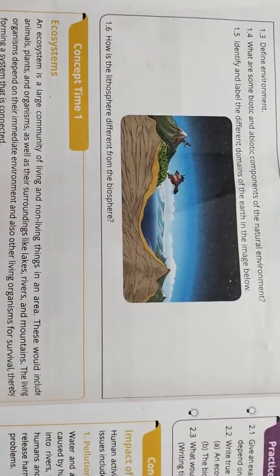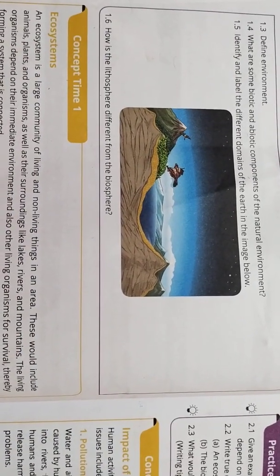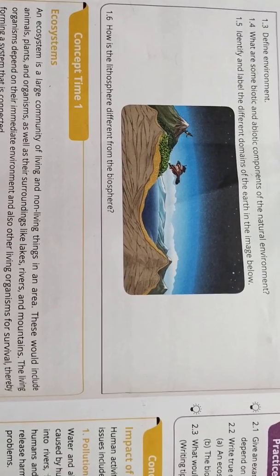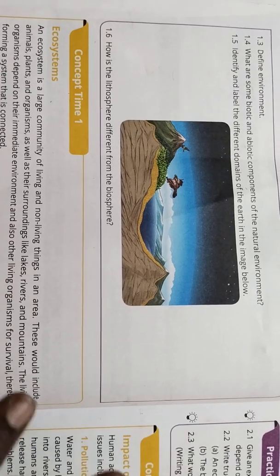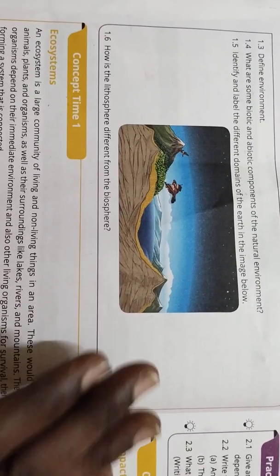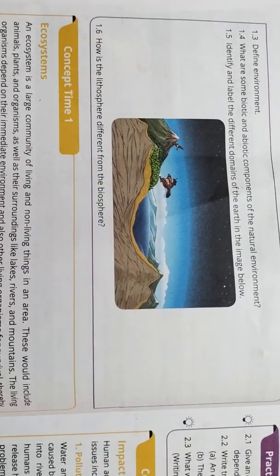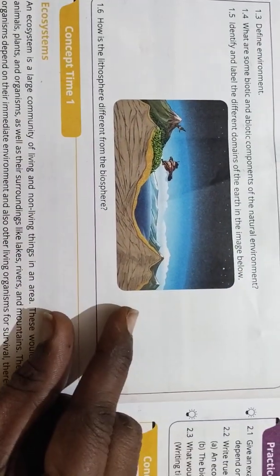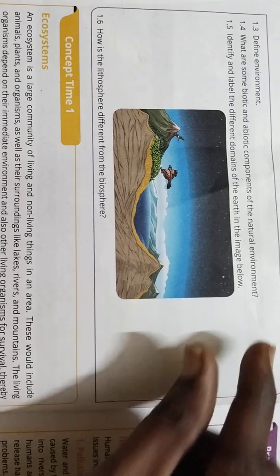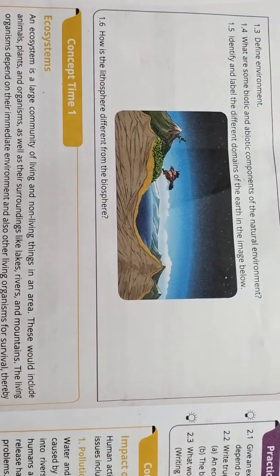Then, what are some biotic and abiotic components of the natural environment? As we have seen, the biotic is the world of living organisms, all living things, for example plants, animals, fungi, bacteria, people. So here they have asked what are some biotic and abiotic components of the natural environment. For example, you have to write the biotic first. What are the examples? Can you tell me? Plants, animals, fungi, bacteria, people, right?